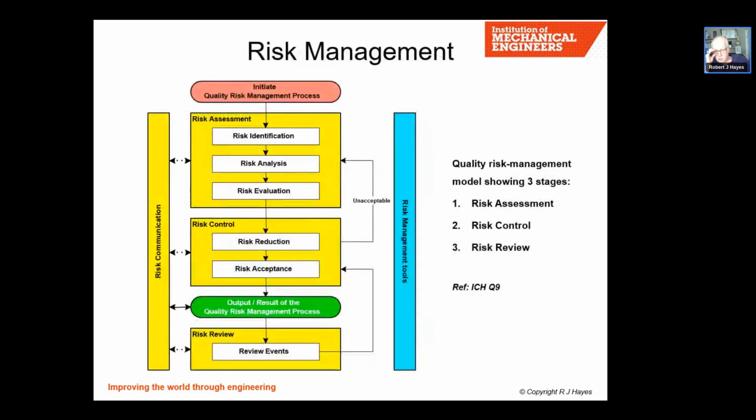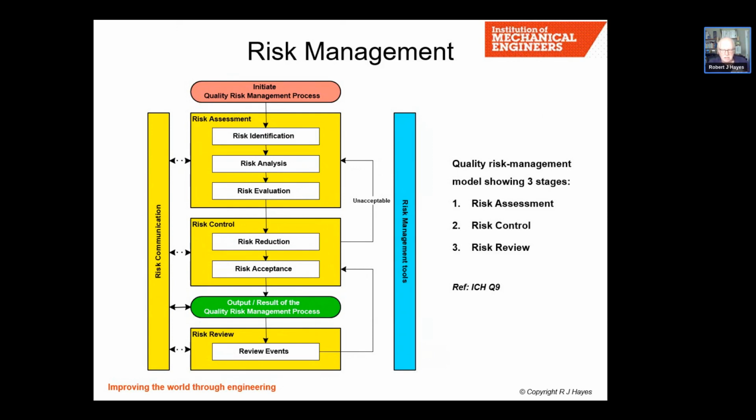For those of you familiar with ICH Q9, you'll have seen this. This is breaking the risk management process into 3 stages. Starting off with assessing the risk. How big is it? How often is it going to happen? What's the impact going to be to the customer?